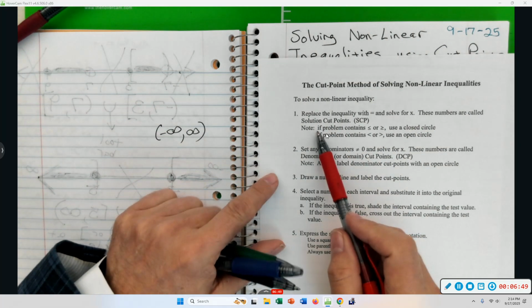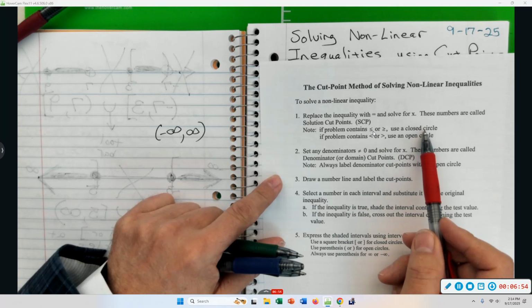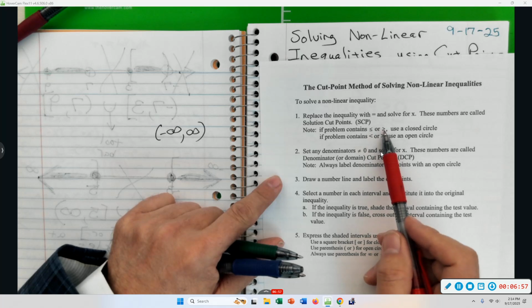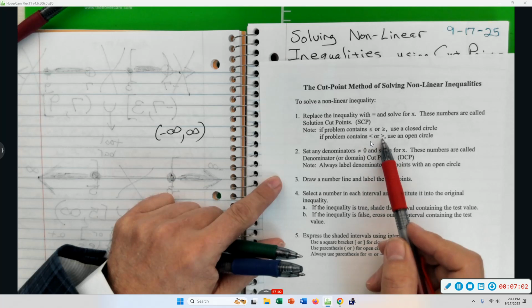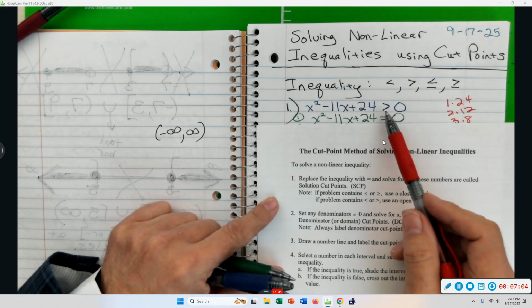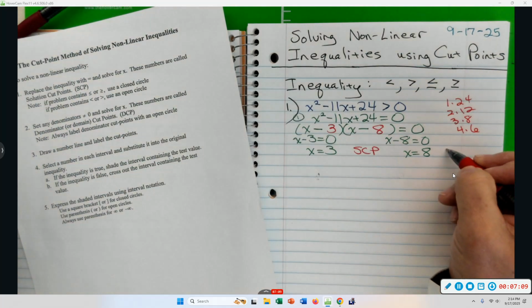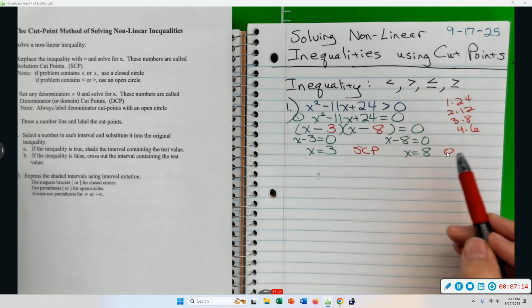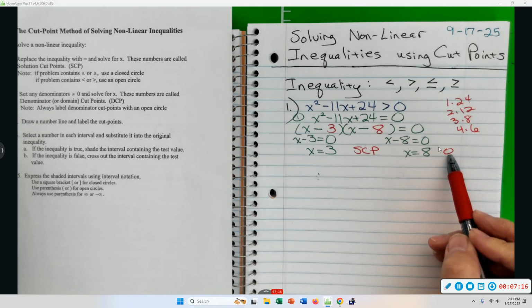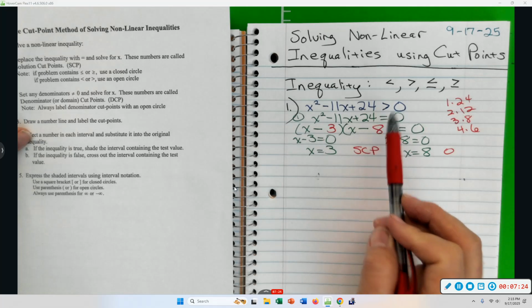And we spell it out right here. If the problem contains a less than or equal to or greater than or equal to, you're going to have to use a closed circle. If it contains just a less than or greater than, that's what we have here, just a greater than, you'll use an open circle. So I'm making a note right now. We're going to have to label those things with an open circle once we draw our number line. The first thing we do, we ask ourselves, when does the left side equal the right side?